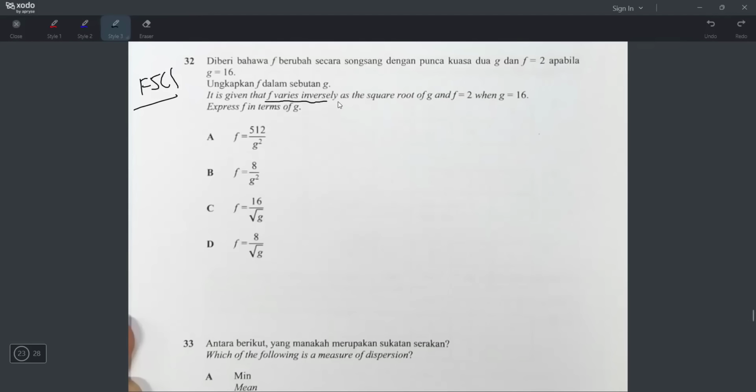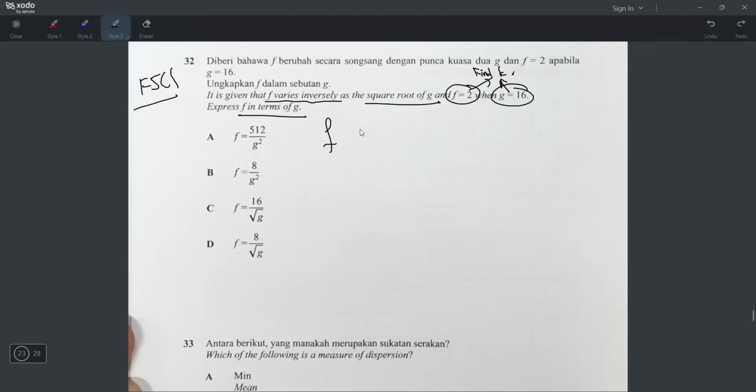Okay, so step 1, let's read. Given that f varies inversely as the square root of g, and f is 2, g is 16, express f in terms of g. Okay, why do you think they give you the f and g? To find k later, lah. Yeah, you need the f and g to find k later, but not now. Now you have to write the ikan first.